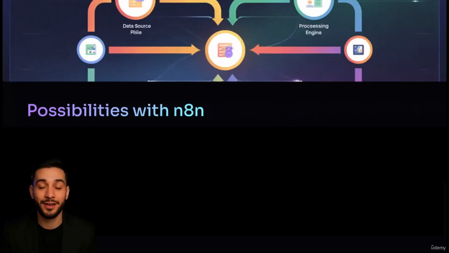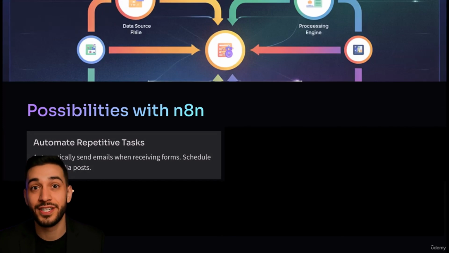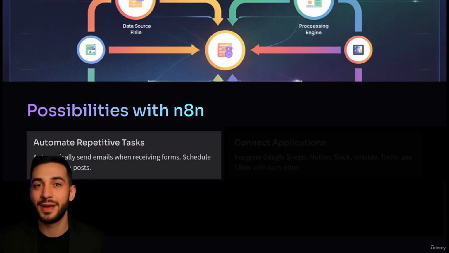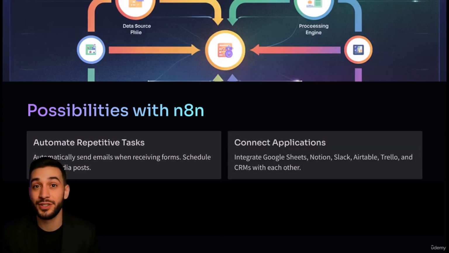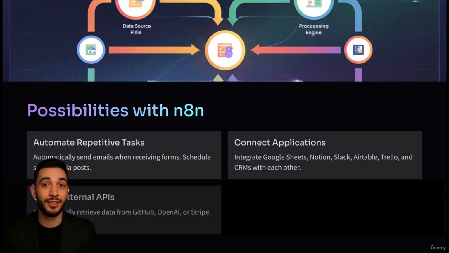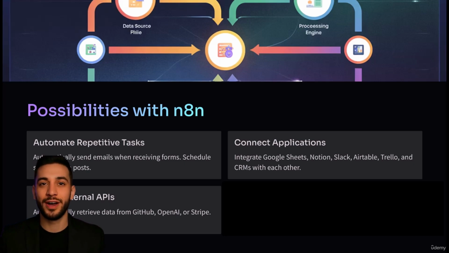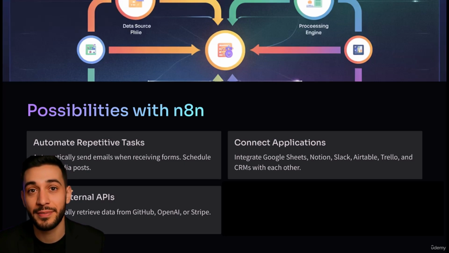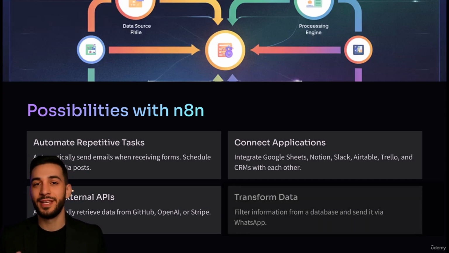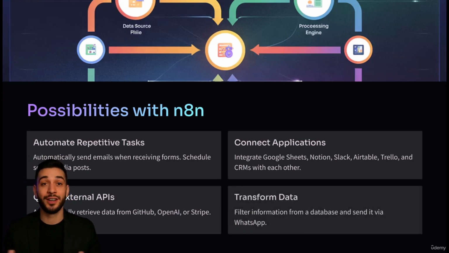What can I do with n8n? You can automate repetitive tasks like sending emails when forms are submitted, connect different apps like Google Sheets, Notion, Slack, Airtable, Trello, CRMs, ERPs, and so much more, query external APIs, for example, retrieving data from an internal system or services like GitHub, OpenAI, or Stripe. You can transform and route data, for example, fetch records from a database, filter them, and send them via WhatsApp.